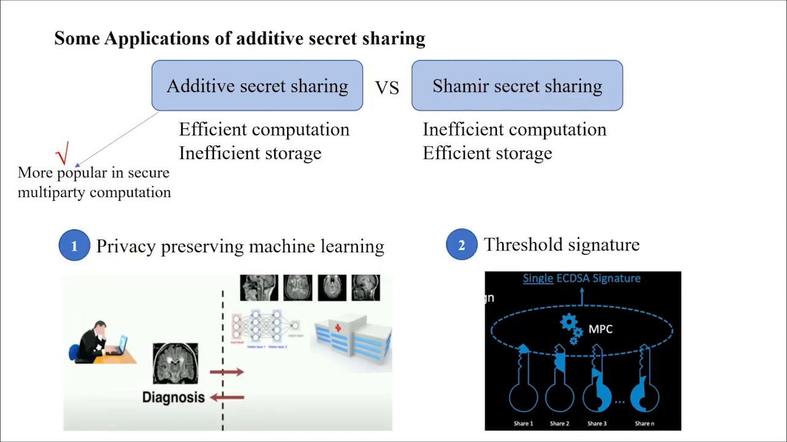Additive secret sharing is more popular than Shamir secret sharing in secure multi-party computation because of its efficient computation, while the storage overhead is not as good. Additive secret sharing is widely adopted in privacy-preserving machine learning and threshold signature to protect user information and signing keys from leakage.